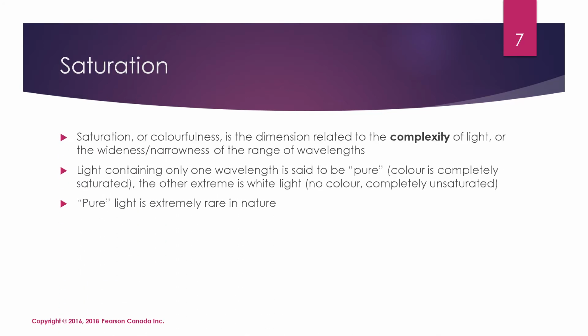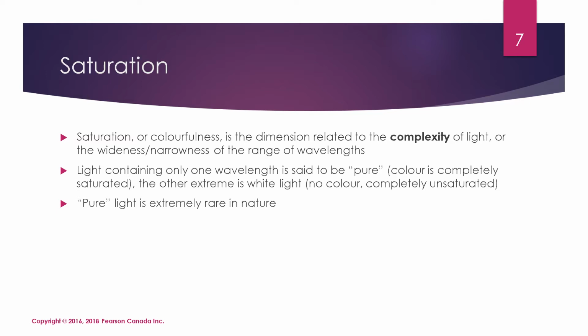And then finally, saturation or colorfulness is the dimension related to the complexity of the light, so the wideness or narrowness of the range of wavelengths. When we look at something, we typically don't have just one type of light wave reflected at us. Usually there's a mixture of many different wavelengths and wave amplitudes and things like that.